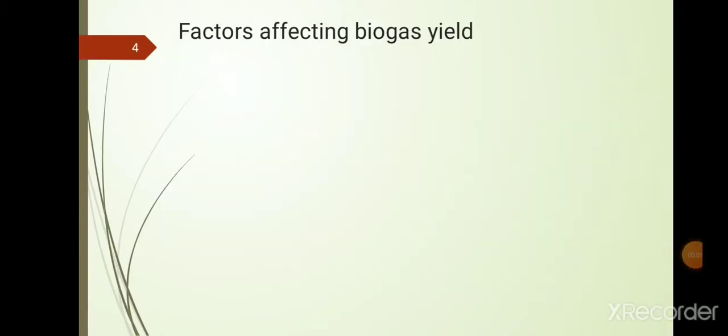Now, what are the factors affecting biogas yield? The first factor that affects the biogas yield is which type of digester you are using. Then another factor is the percentage of solid content in the waste, that is the percentage of dry matter in the waste.